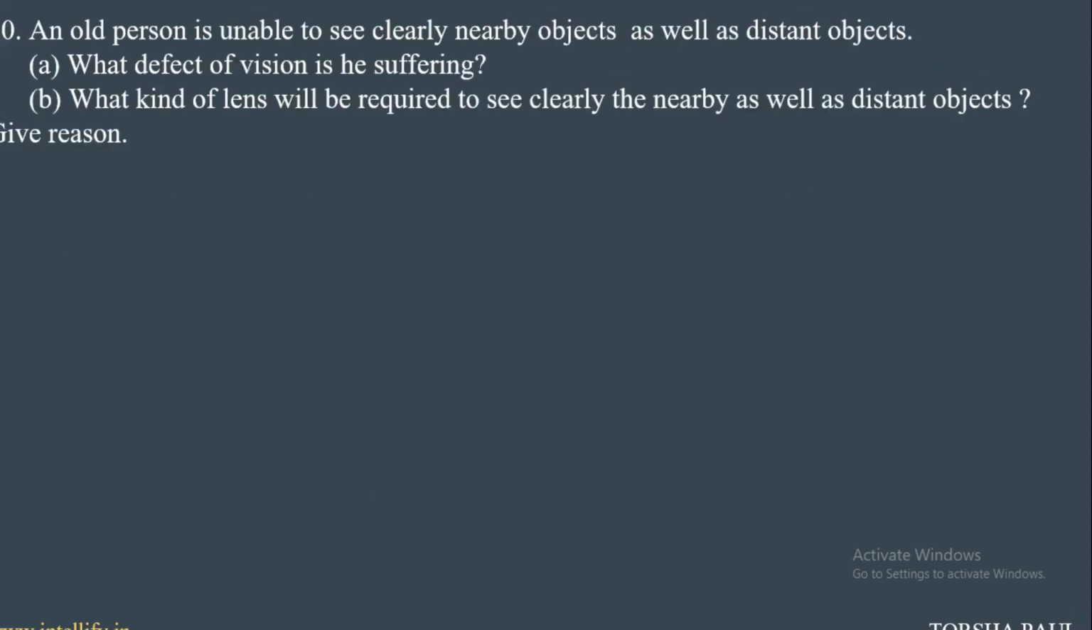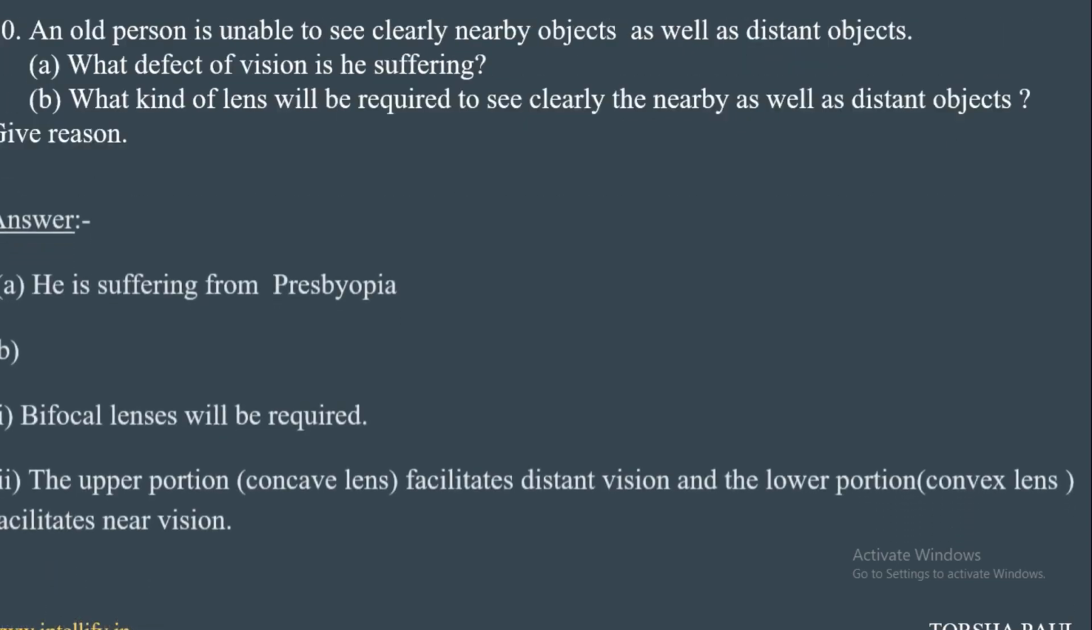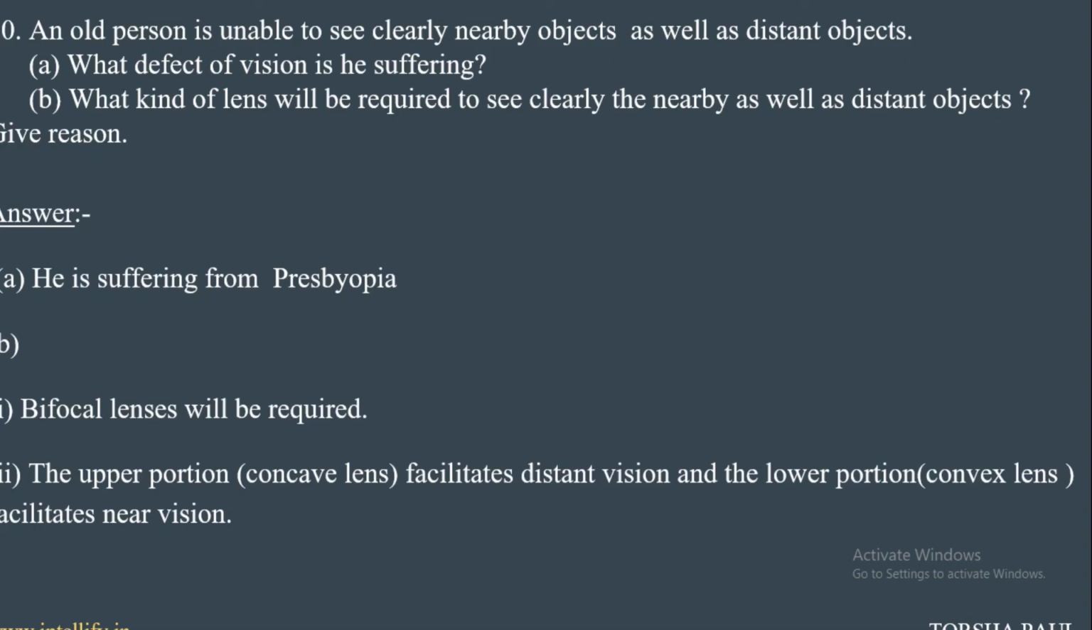An old person is unable to see nearby objects as well as distant objects clearly. What defect of vision is he suffering from? What kind of lens will be required to see the nearby as well as distant objects? First, the person is suffering from presbyopia. Presbyopia is nothing but the person is unable to see nearby objects as well as distant objects. If a person is unable to see a nearby object then it is hyperopia. If a person is unable to see a distant object then it is myopia. But if a person is unable to see both nearby and distant it is called presbyopia.